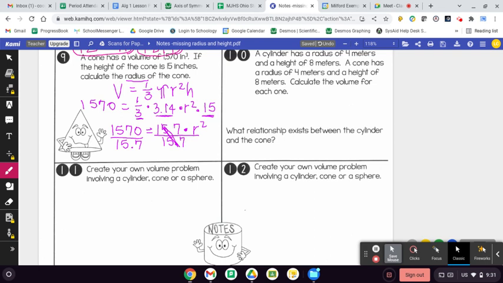Divide it, and what do you get? 100. We get 100 equals r squared. And then Alex with a big brain says the reason we have to square root it is because r is squared. So we have to undo that square. Square root of 100 is 10. The radius is 10. If it's just one dimension, it's just 10 inches, right? No cube, no square.